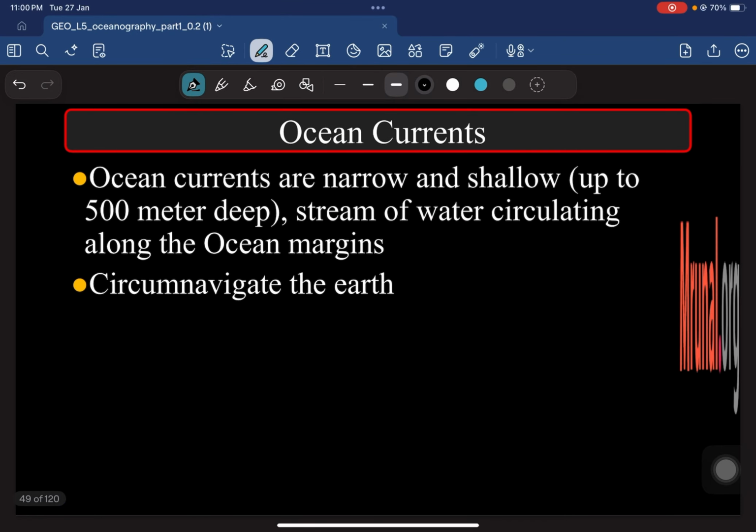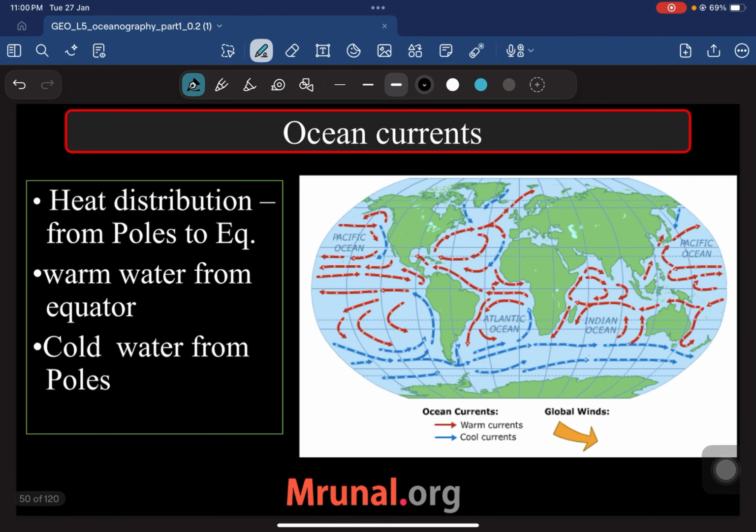Okay, next, ocean currents. Ocean currents are horizontal movement of water. Next, ocean currents help in heat distribution. Heat distribution means what kind of heat distribution is going to happen on earth: from the poles to the equator, there is heat distribution that will happen.